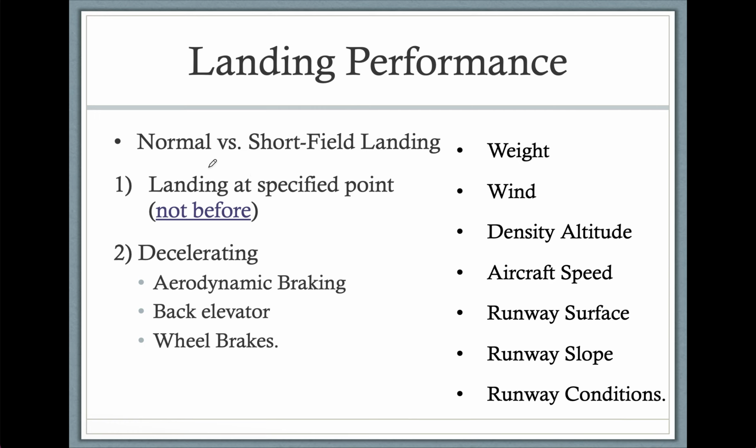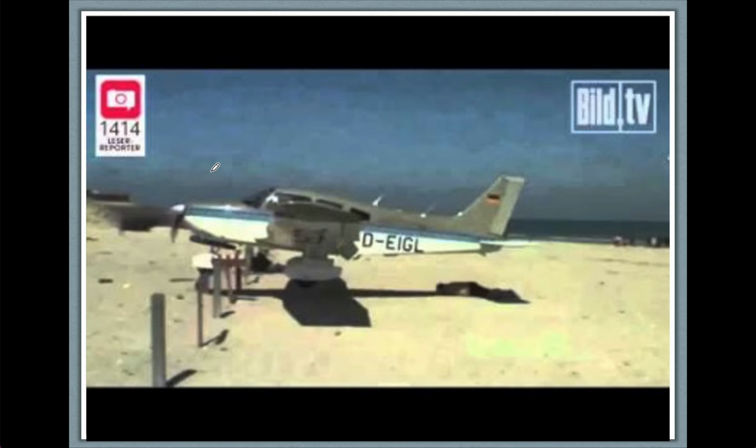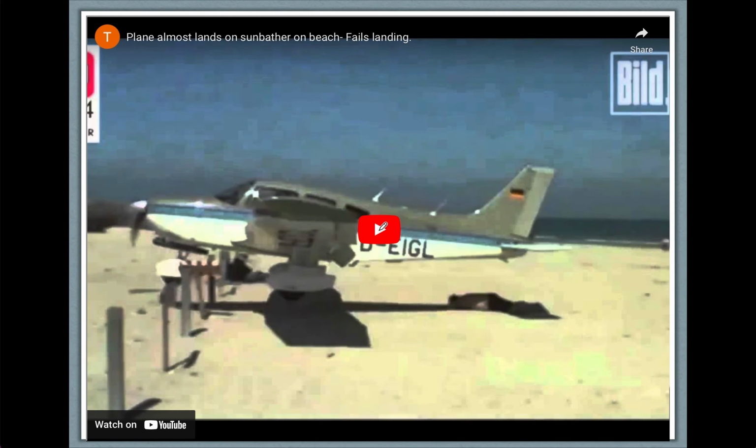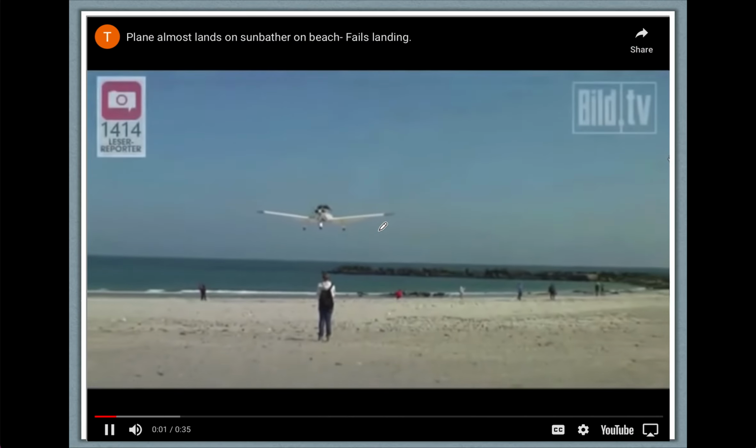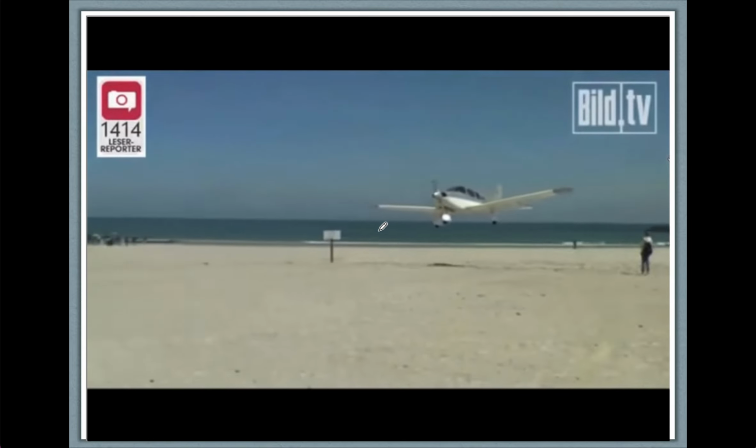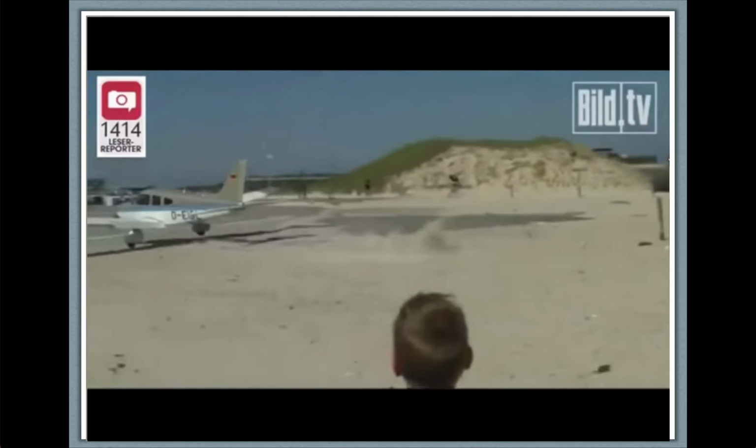So really quick, I just want to talk about making sure you hit your landing spot, not before it, like this pilot does. This is awesome. This is not awesome. Don't be the sunbather. Oof. Okay, so that's not how you're supposed to do it.